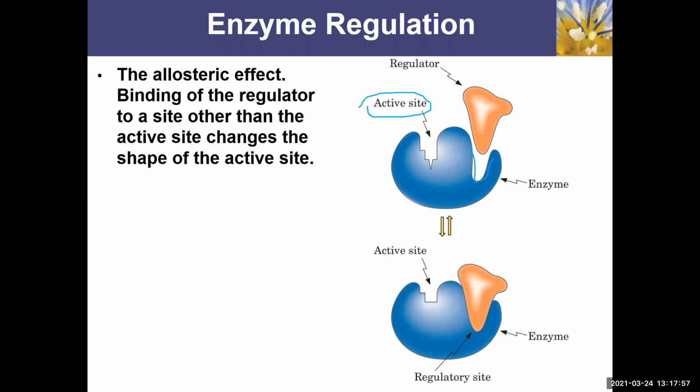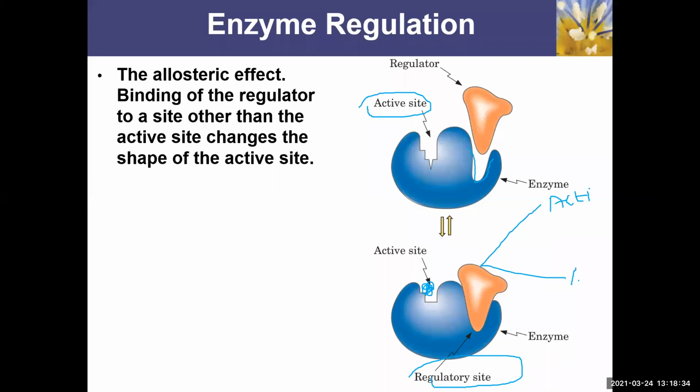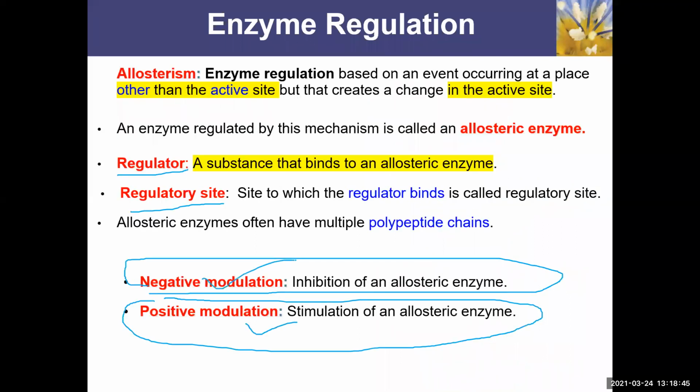So what is a regulator? A regulator is something which binds to the regulatory site. Once I have a substrate over here and a regulator binding here, two things can happen. The regulator which was bound here can either activate the enzyme activity, and if it activates, then we call it positive modulation. But if the enzyme activity is inhibited so that the enzyme is now non-functional, then it's called a negative modulation. Did you understand, Mariam?